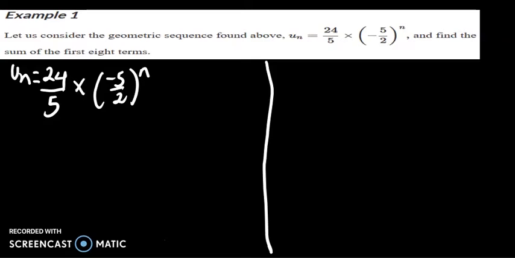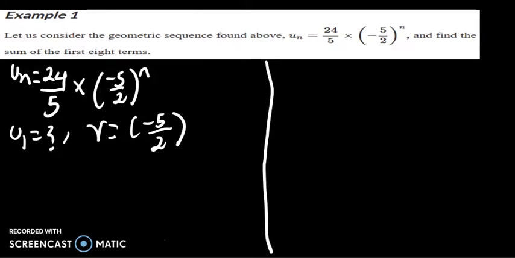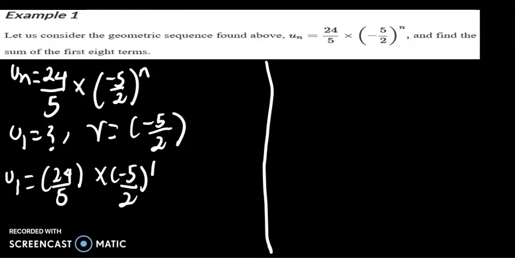We're supposed to find the sum of the first 8 terms, and in order to do that, first we need to know what u1 is, and our r is already given to us. It's minus 5 over 2 right here. This is our r. In order to find u1, we just make n equal to 1. So that gives us minus 12. Simple as that.